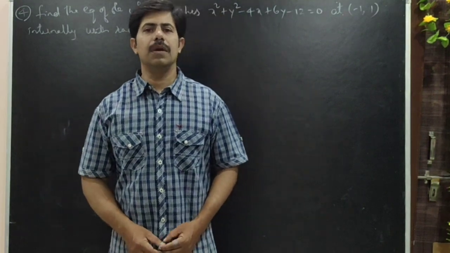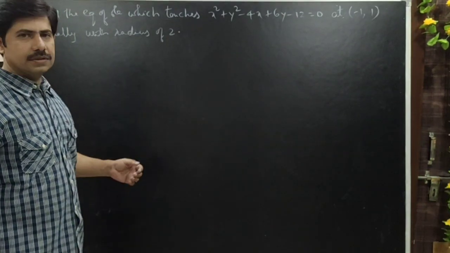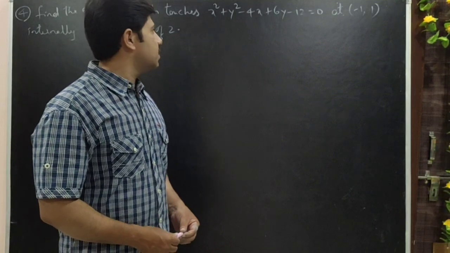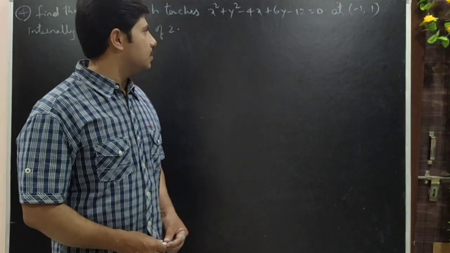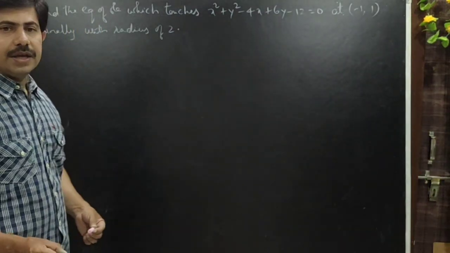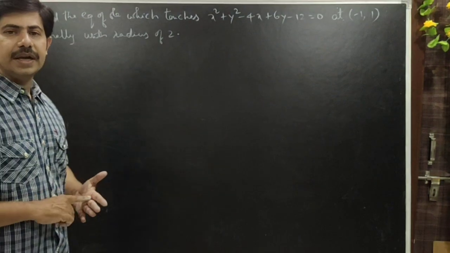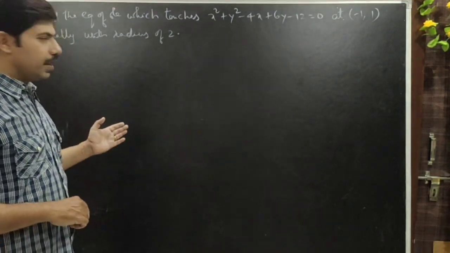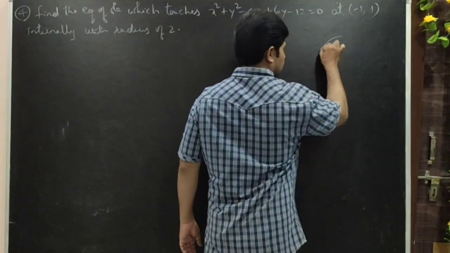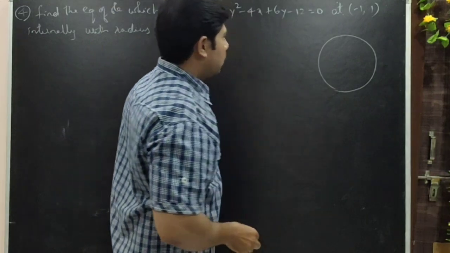So next problem, find the equation of circle which touches the circle x square plus y square minus 4x plus 6y minus 12 is equal to 0 at minus 1 comma 1 internally with radius 2. So here the circle is touching the required circle internally with radius 2. That means now, this is a circle.